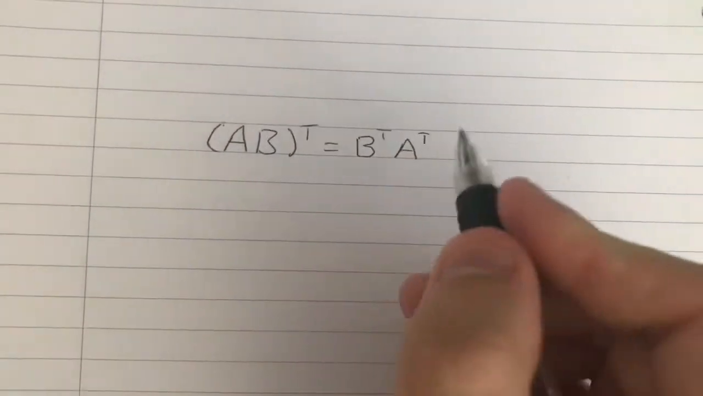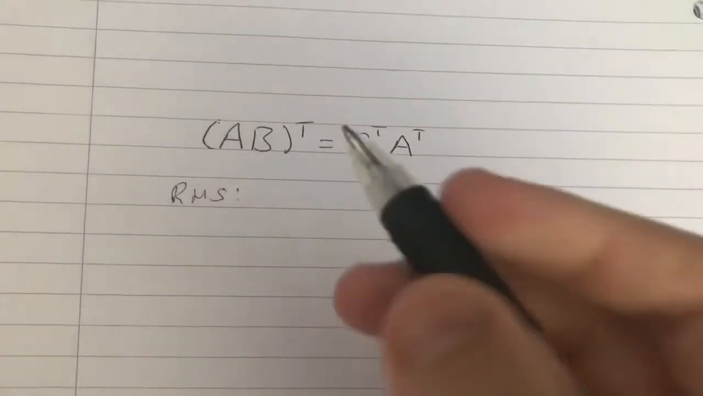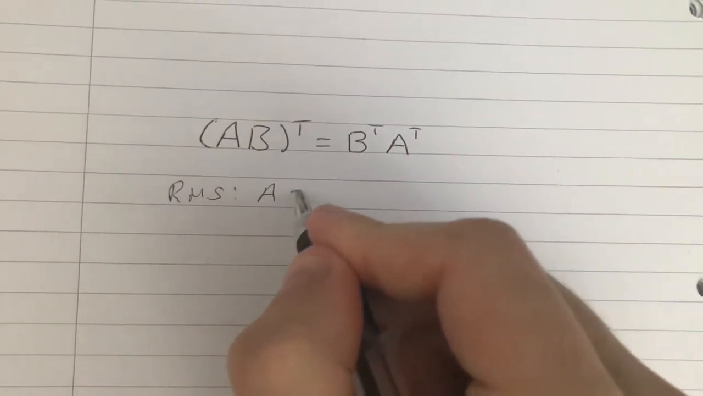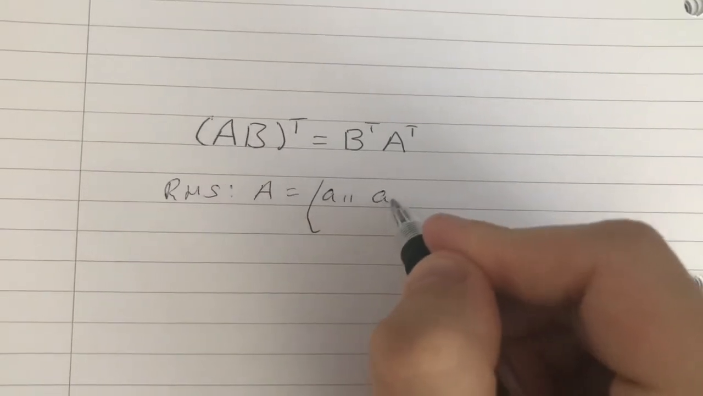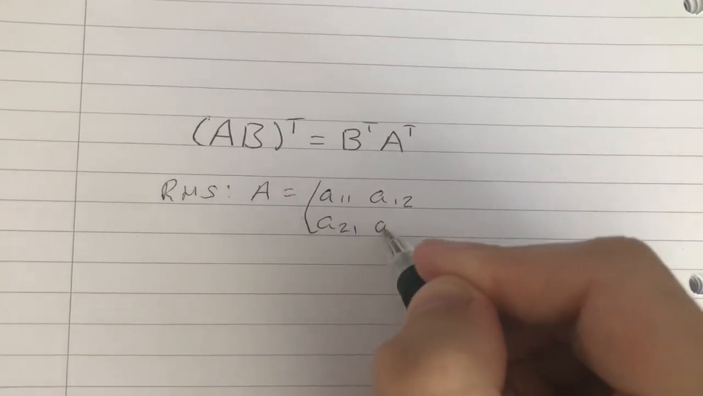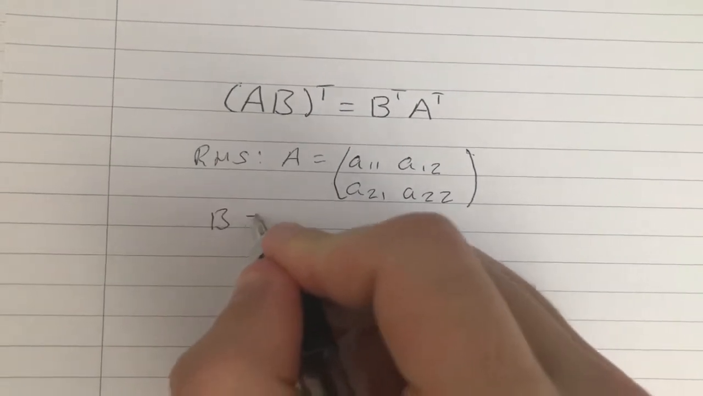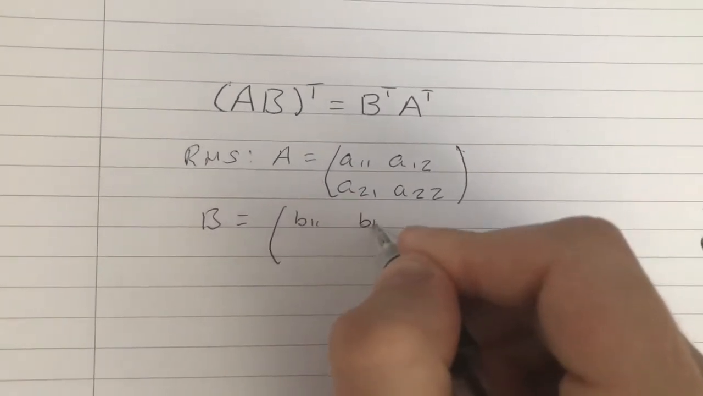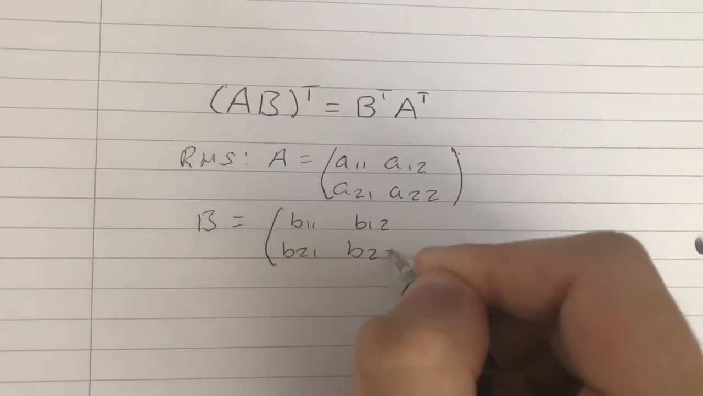I'm going to start with the right hand side here, and note that we're going to begin with A is just equal to A11, A12, A21, A22, and similarly B is equal to B11, B12, B21, and B22.